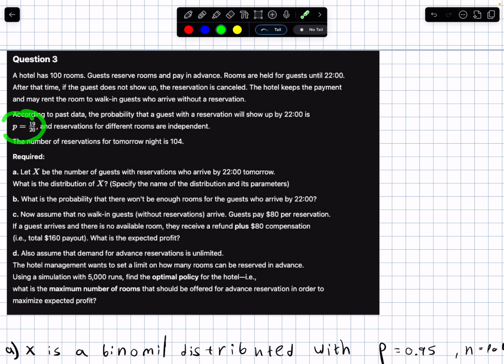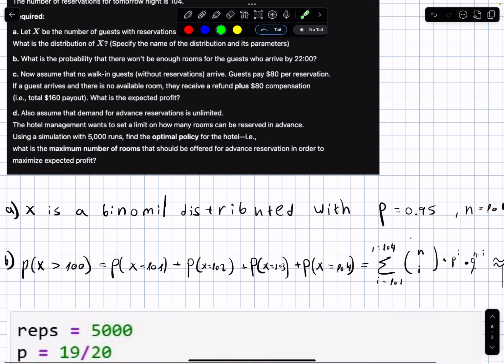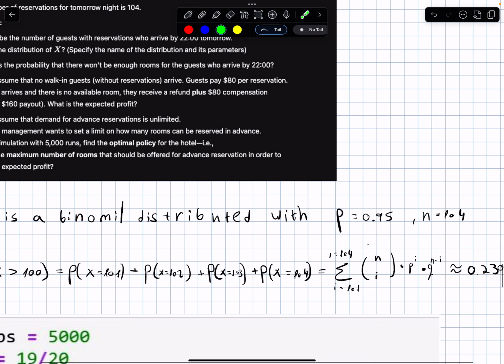So we have the probability of someone arriving, which is 19 divided by 20, which is 0.95. Okay. And now they tell us there are 104 reservations for tomorrow. Now we're required: let X be the number of guests with reservation who arrived by 10 tomorrow. What is the distribution of X? Okay, and we know that the arrival of someone is not dependent on another person. So X is binomially distributed with P of 0.95 and N of 104.